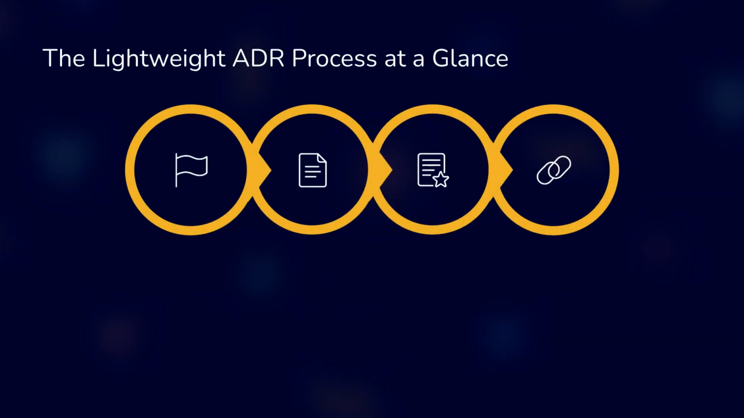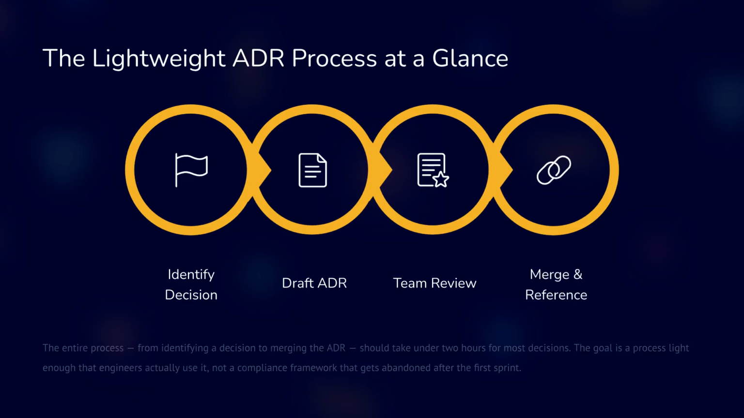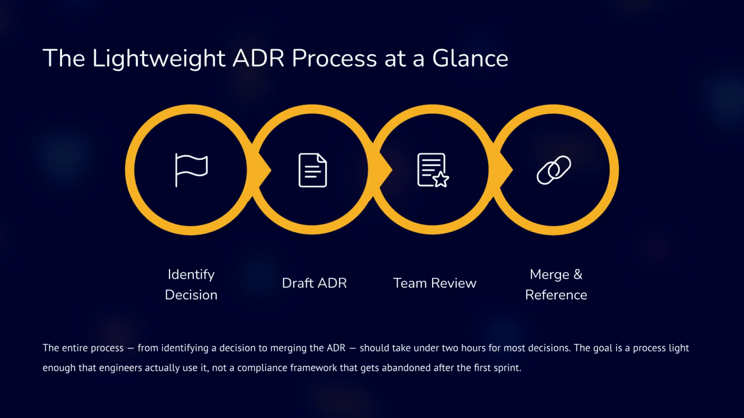The lightweight ADR process involves identifying the decision, drafting the ADR, conducting a quick team review, and then merging it and referencing it in the code. The entire process should take under 2 hours to ensure engineers consistently use it.